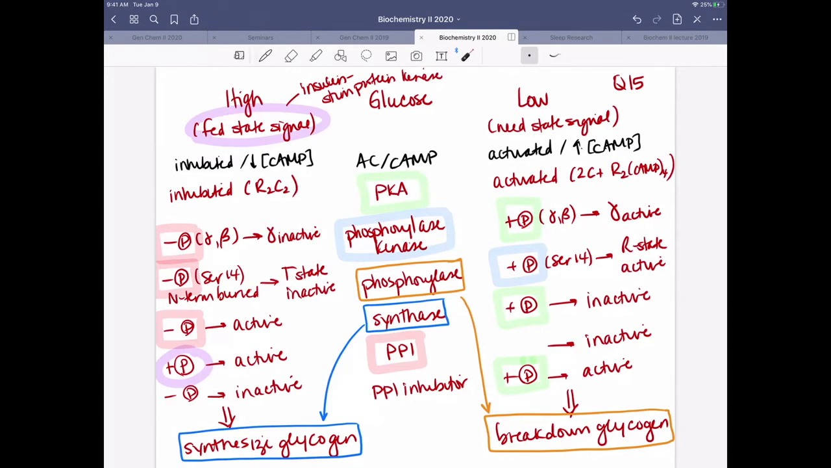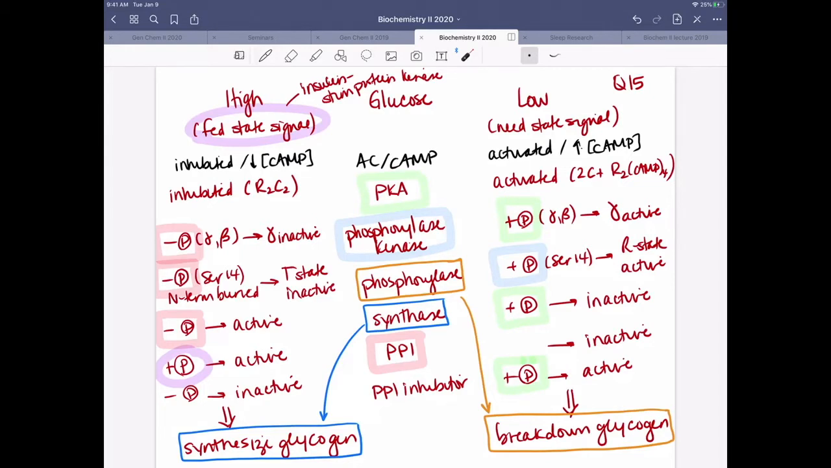Let's go over to the flip side here. Again, high levels of blood sugar means that your pancreas is secreting insulin. So again, insulin, fed state signal. We're going to have inhibition of adenylate cyclase because we're not activating it. So cyclic AMP levels are going to be low. That means PKA is inhibited because those regulatory subunits are still bound to the catalytic subunit. So that whole phosphorylation cascade is quieted.